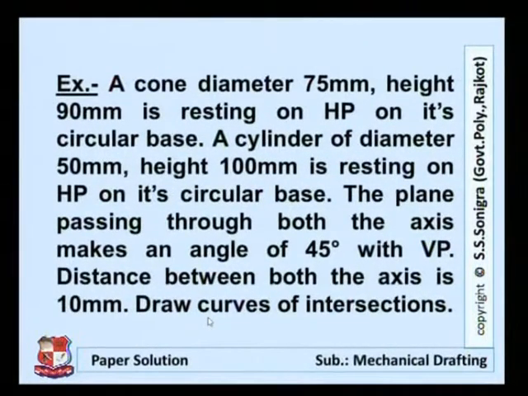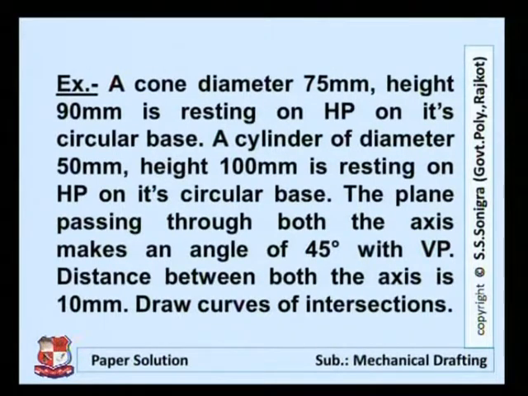Next question. A cone of diameter 75 millimeter, height 90 millimeter is resting on HP on its circular base. A cylinder of diameter 50 millimeter, height 100 millimeter is resting on HP on its circular base. The plane passes through both the axes and makes an angle of 45 degree with the vertical plane. Distance between both the axes is 10 millimeter.